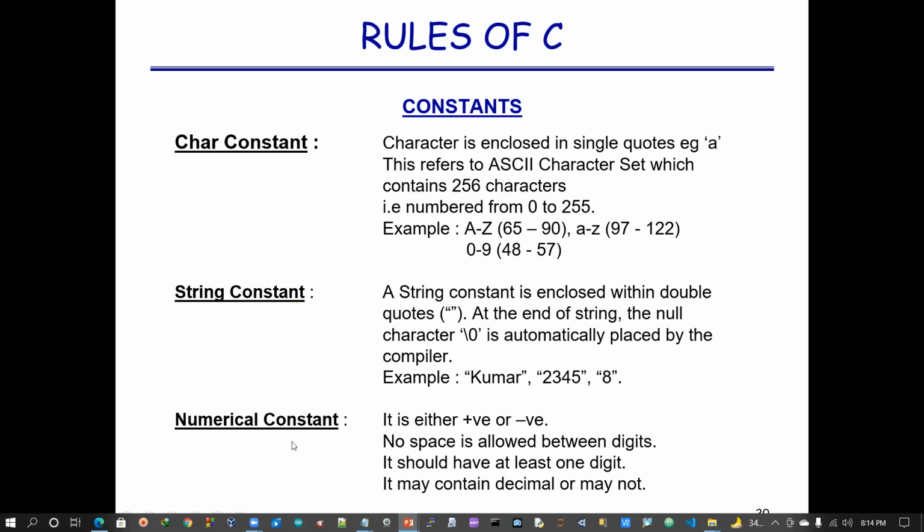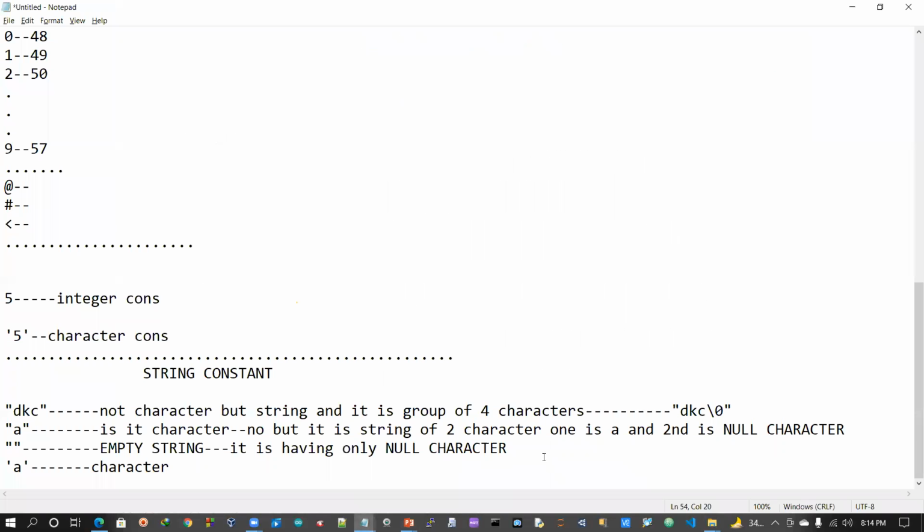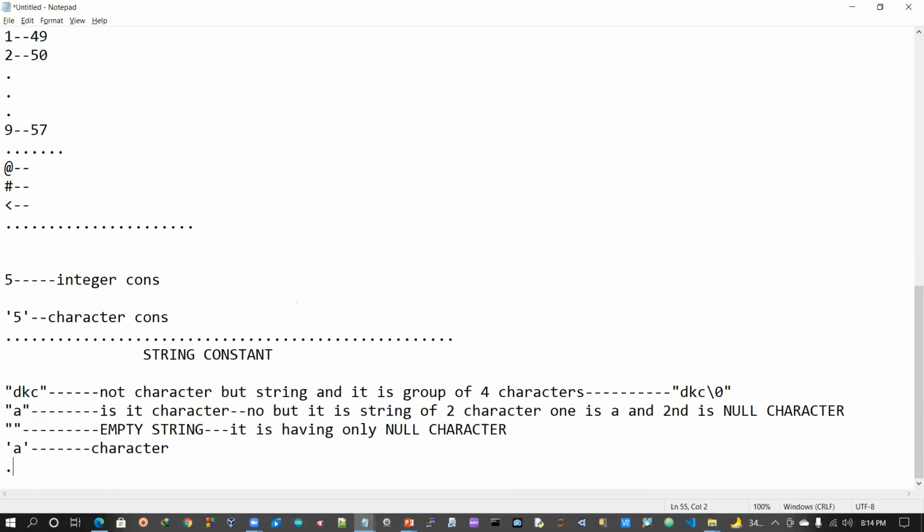Now, coming on the numerical constants. It is either a positive or negative number. Second one, no space is allowed between digits. Third one, it should have at least one digit. Next one, it may contain a decimal or may not. So I'm giving the example of numerical constants.